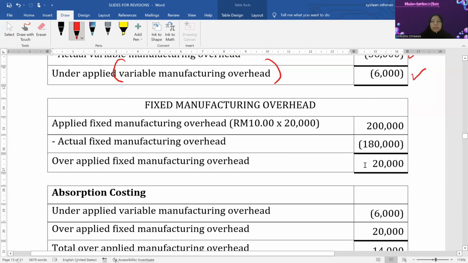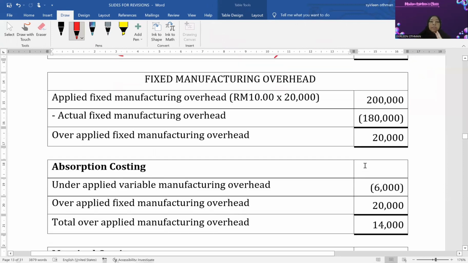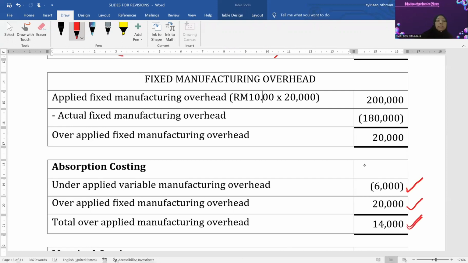So for absorption, I'm going to combine both. I got under applied for my variable manufacturing overhead, and I got over applied for my fixed manufacturing overhead. So for the adjustment in my absorption costing statement later, it's going to be an over applied manufacturing overhead with the amount of 14,000. So it is over applied. That means before I am able to calculate my adjusted cost of goods, I am going to minus 14,000 because it's over applied, right?